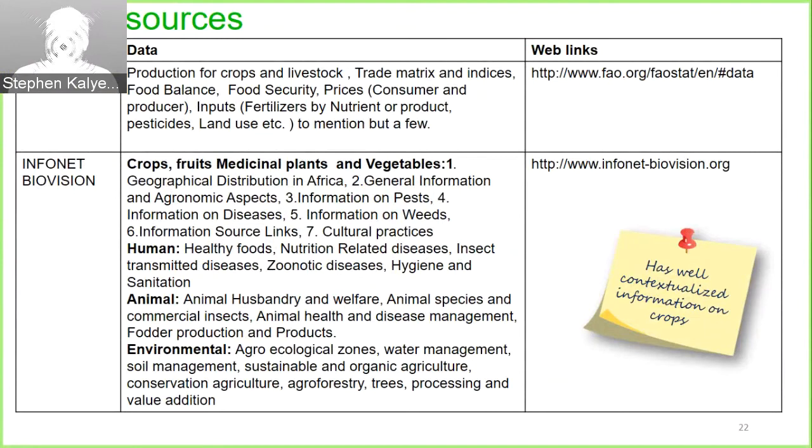You're going to find information concerning pests, diseases, weeds, and the best practices for controlling weeds. Even if you check for human, you're going to find the healthy foods, the nutrition-related diseases, and animals. You're going to find out more on this. It's really up to date. They really update it, and it's really helpful. And we have really used it in most of the applications that I'll demonstrate in my second webinar.